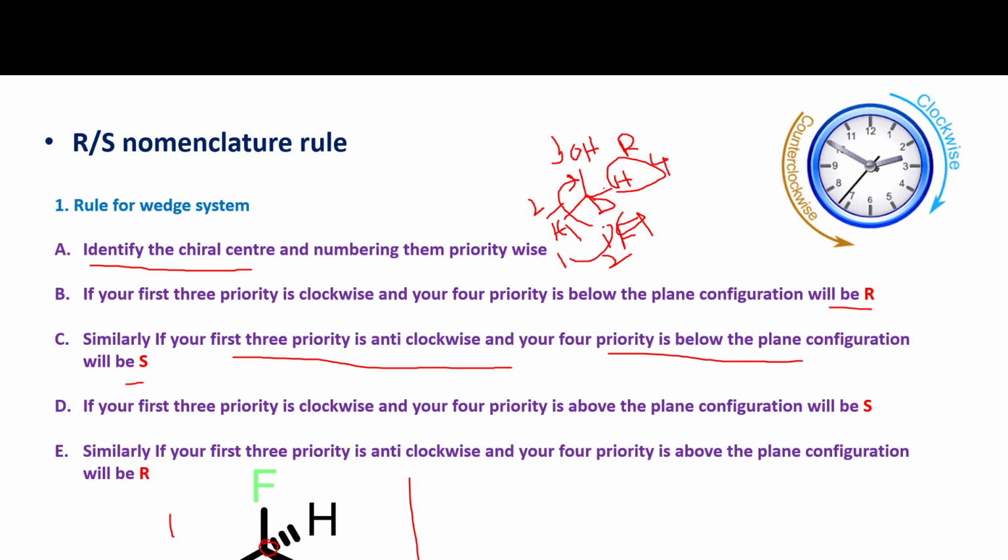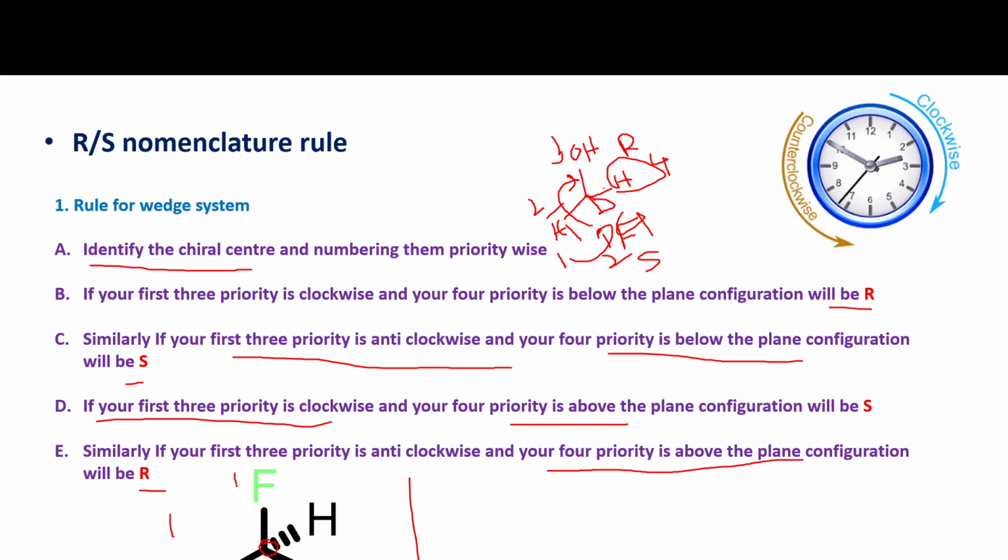And if your first, second, third priorities go anti-clockwise and your fourth priority is below the plane, that will be the S configuration. If your first three priorities go clockwise and your fourth priority is above the plane, that configuration will be S. Similarly, if your first three priorities go anti-clockwise and your fourth priority is above the plane, then that will be R configuration. Let's see how we can identify this in a molecule.